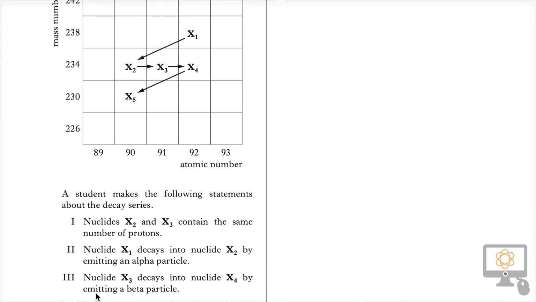So statement number 1: x2 and x3 contain the same number of protons. Now bear in mind that the number of protons relates to the atomic number, and the mass number is the number of protons plus neutrons. So nuclides 2 and 3 contain the same number of protons, and that's clearly not correct because 2 contains 90, 3 contains 91, so that's wrong.